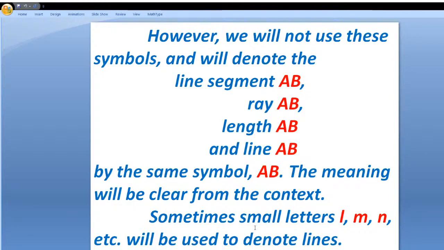However, we will not use this symbol and will denote the line segment as AB, ray AB and length AB, and line AB, by the same symbol AB. All have the same symbol AB. The meaning will be clear from the given context. Sometimes small letters l, m, n, etc. will be used to denote different lines. Okay, I think you understand.